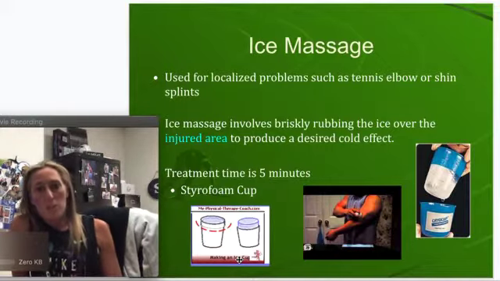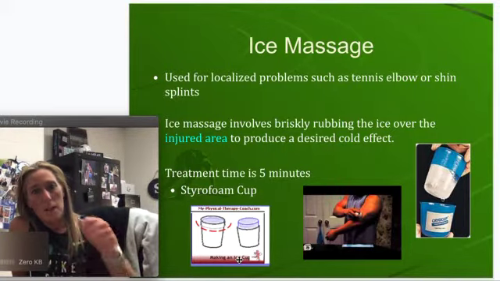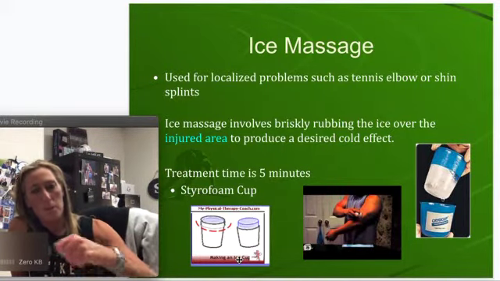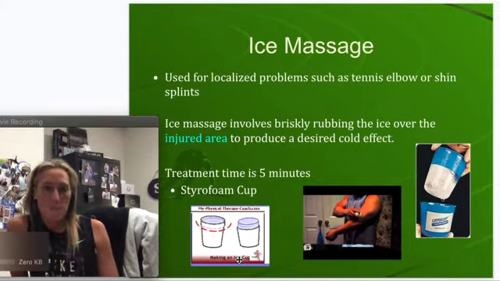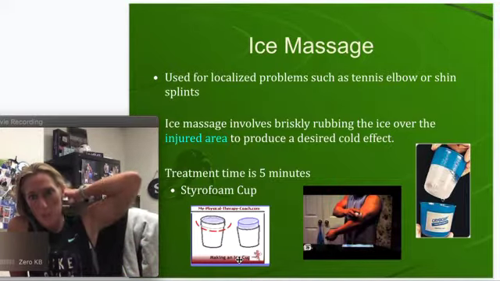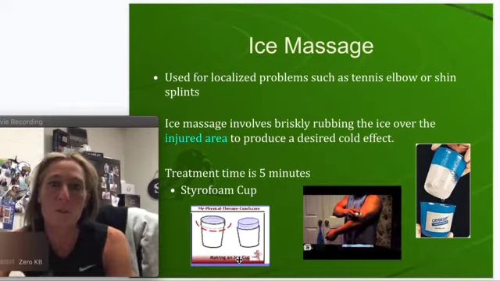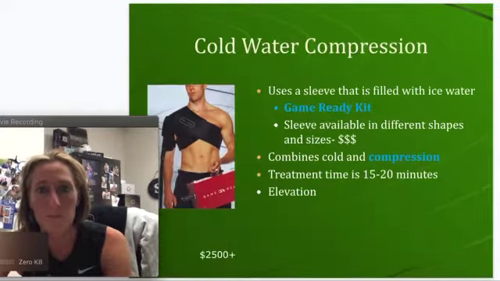So, used for localized problems, ice massage: the athlete is going to briskly or quickly rub the ice along the injured area. Treatment time is very short. It's only about 5 minutes as opposed to an ice pack being 20 minutes. And it's economical because you can use styrofoam cups.